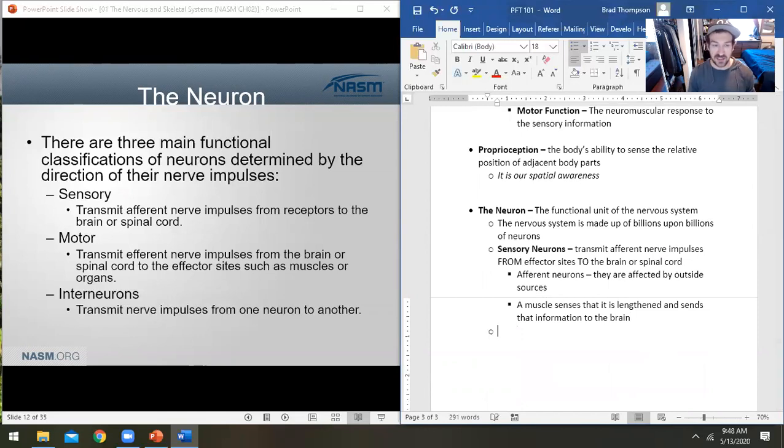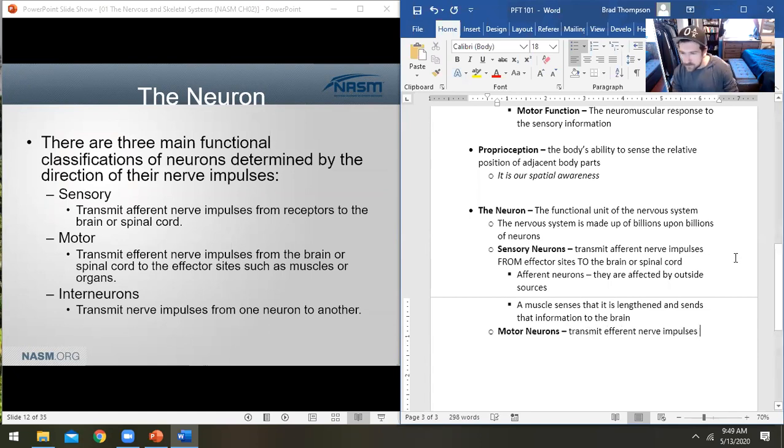Then you have got motor neurons, which are exactly the opposite, right? Motor neurons' job is, once your brain interprets all that information and sends it back in the other direction, if that muscle is way too lengthened, to shorten it, right? Motor neurons are going to trigger that shortening response. So they are going to transmit efferent nerve impulses.